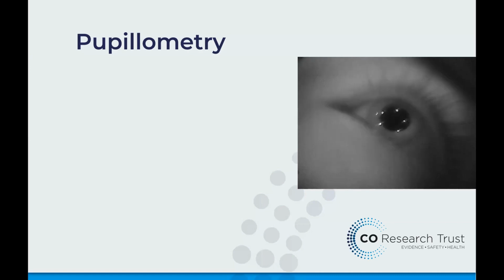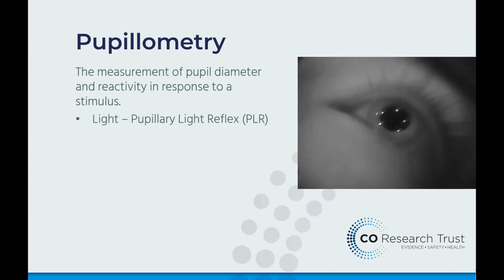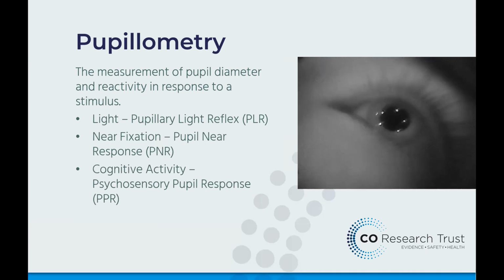So what is pupillometry? Pupillometry is the measurement of pupil diameter and reactivity in response to a stimulus. You can use different types of stimuli to elicit a pupillary response. For instance, you could use light to stimulate the pupillary light reflex. You can use near fixation to stimulate the pupil near response. Or you could even promote cognitive activity to stimulate the psychosensory pupil response, which is often used in psychological research and is currently what dominates the pupillometry field.